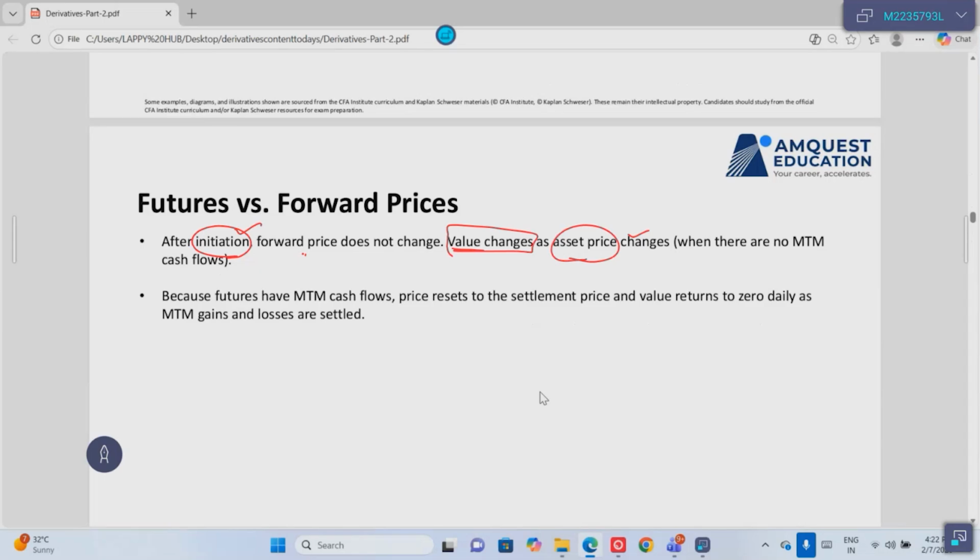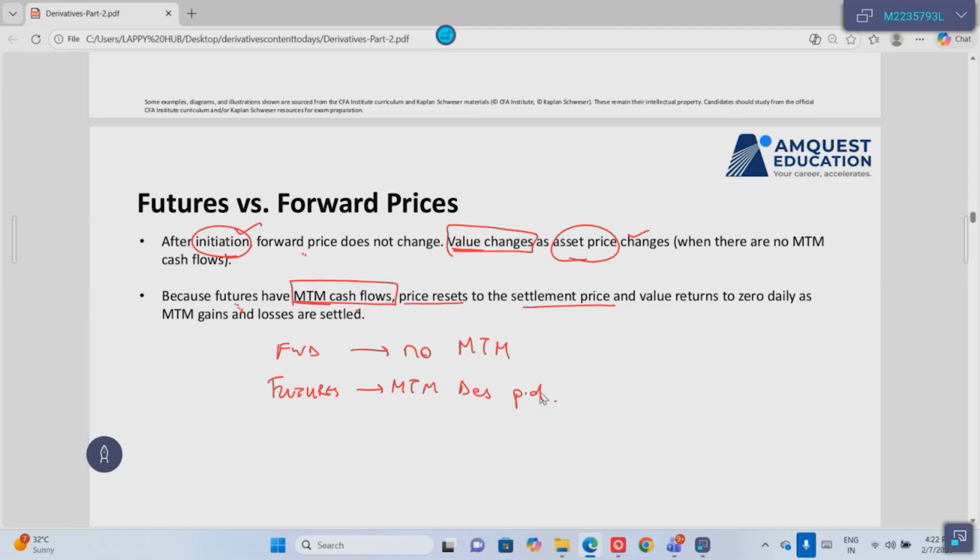Okay, and in futures, remember in forwards, we have a contract and there is no mark to market. But in a futures, when you enter the future contract, you are supposed to be paying mark to market changes on an everyday basis. So per day, mark to market changes take place and therefore the mark to market cash flows are affected. Okay. So when you do a mark to market, effectively the price will reset to the settlement price.